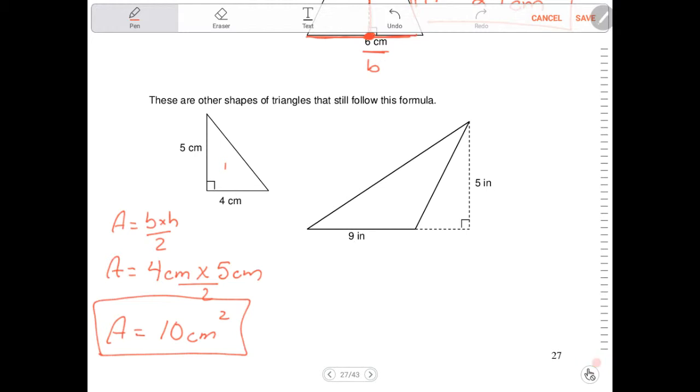Now, you have triangle 2 right here. You're going to have to figure this out. You're going to go area equals base times height divided by 2, and you're going to follow the same procedure. You only have two values here, 9 inches times 5 inches divided by 2, so on and so forth. You can see how the procedure is becoming very repetitive.